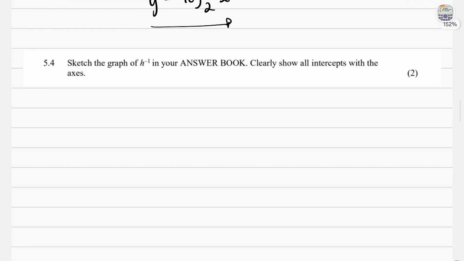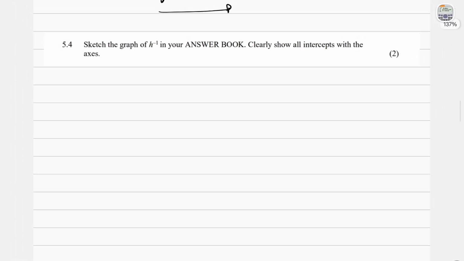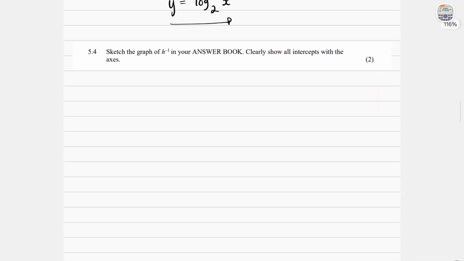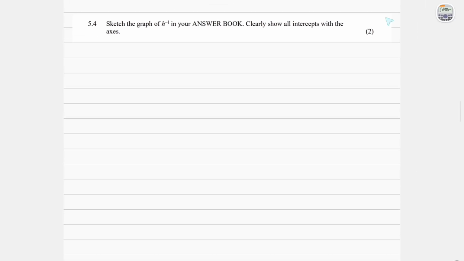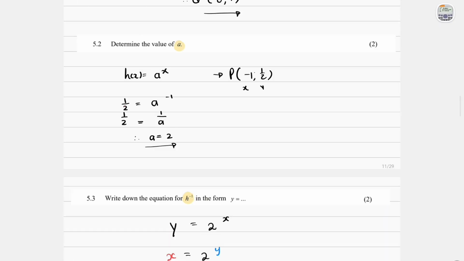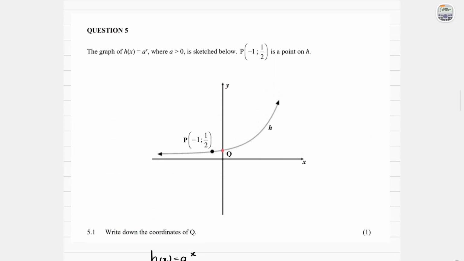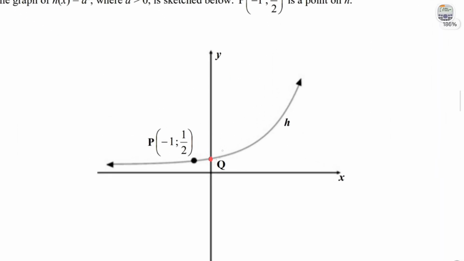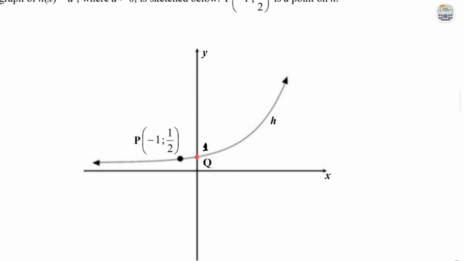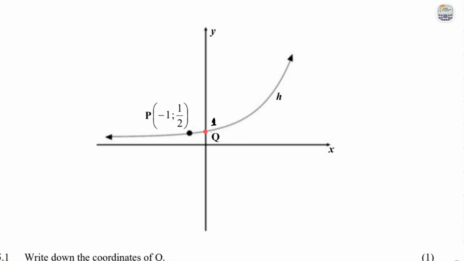The next question, 5.4, says, sketch the graph of the inverse in your answer book, clearly showing all the intercepts with the axes. Okay, so let's put down a Cartesian plane first. And looking at what the original graph looked like, remember that this is where it has the y-intercept of 1. Now you see, in the same way that we switch x and y to find the inverse equation, it's the same way that all the x values of this graph become the y values of the inverse, and the y values become the x values.